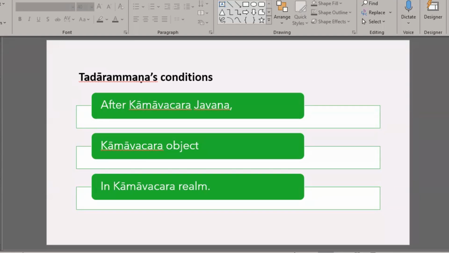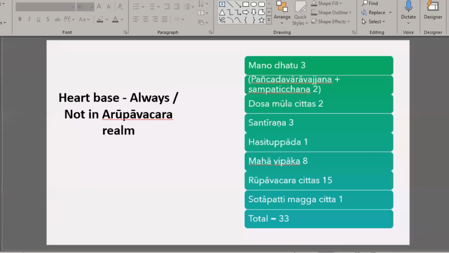So these are the conditions. Therefore, Tadarammana Chittas do not arise in the Rupavachara realm. Okay, let's move into the previous one. Therefore, when Santirana arises in the Rupavachara realm, it performs only the Santirana function, not the Tadarammana function.